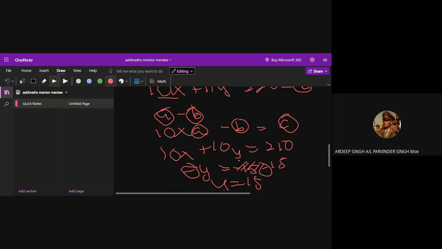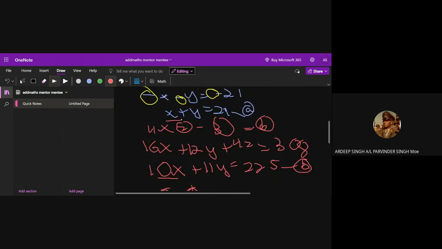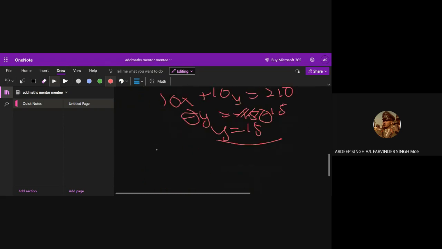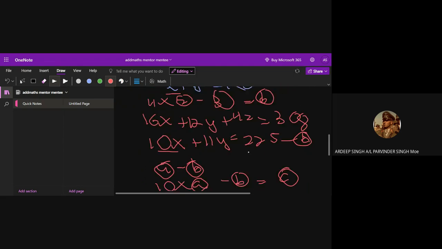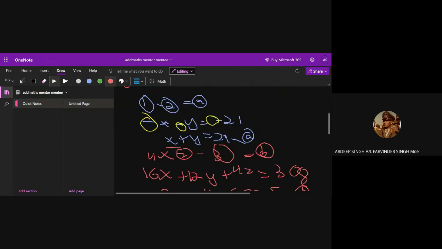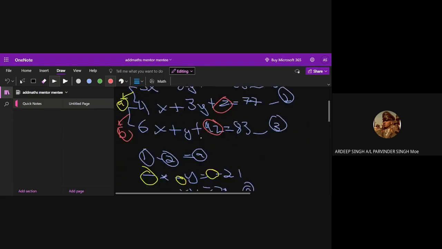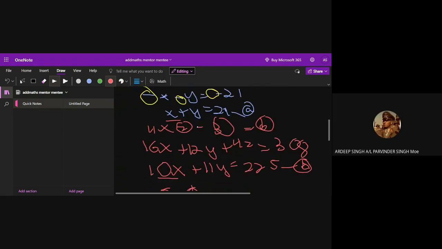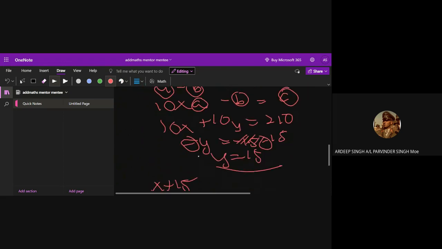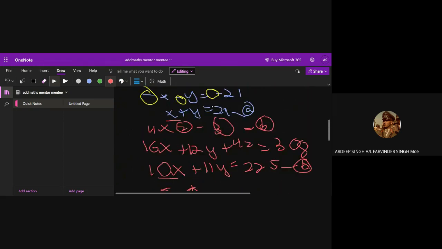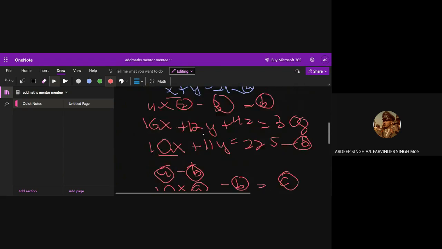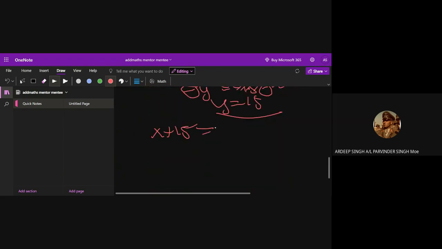So when y is 15, we can substitute into any equation now. We want to get x, right? So x plus 15, we can substitute into any equation that has x and y. Don't go put inside this big equation, you cannot find the y there, because you're lacking z now. You already got y, so you need to find x, then only you can find z. So x plus 15 equals to 21. So x equals 21 minus 15, you get 6.